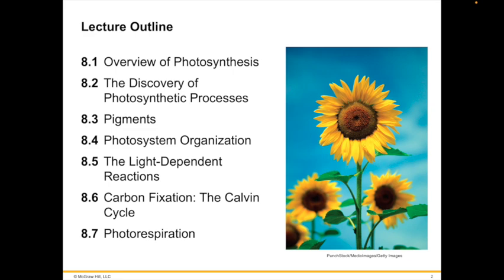in chemical energy. So as we go through this chapter, we'll begin with this photosynthesis overview, the discovery of the photosynthetic processes, pigments, photosystem organization, and then the light-dependent reactions, the light-independent reaction, referred to as the Calvin cycle by way of carbon fixation, and then lastly, photorespiration. And there are those beautiful-looking sunflowers.